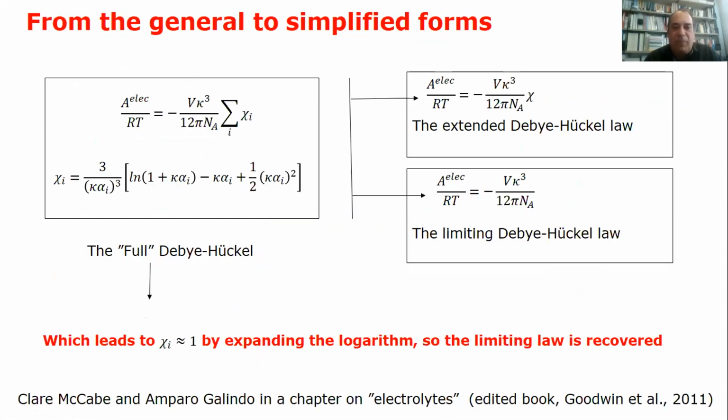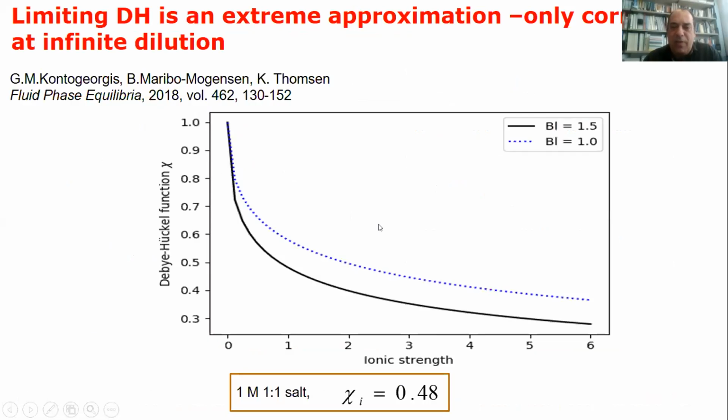What is not controversial is that this complete equation that you see here, if we assume that all the diameters are the same, we get the extended Debye-Hückel equation. And if we assume that this chi parameter is 1, then we get the limiting law. So the limiting law and the extended Debye-Hückel law are not the complete, the full, or the original Debye-Hückel equation, as sometimes it's considered. This is the original Debye-Hückel equation, and those two are simplifications based on very clear approximations. And this chi parameter is not at all 1, as you see here from this plot.